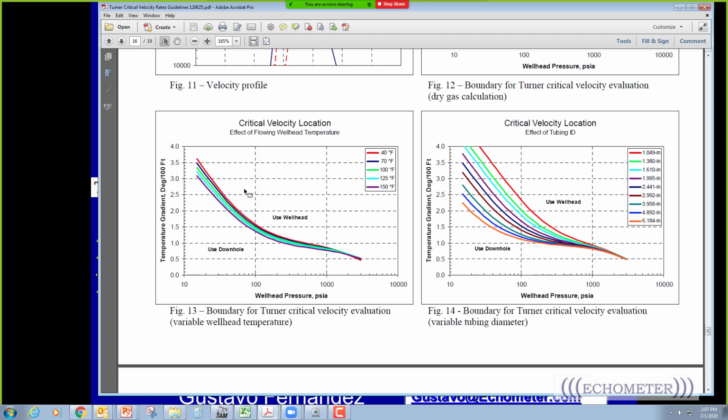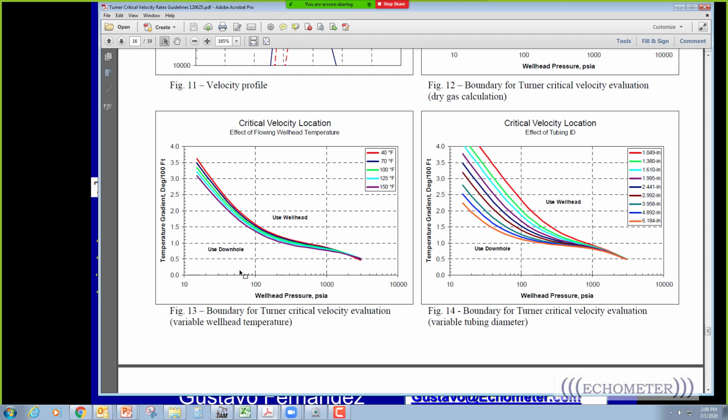If you look at this graph, it says if the wellhead pressure is fairly high and the temperature gradient is fairly warm versus depth, then you'd use the wellhead. If the wellhead pressure is low and the temperature gradient is not very high, then you'd use your calculations at downhole. This is a pretty good paper that discusses a lot of the calculations and equations in critical rate.